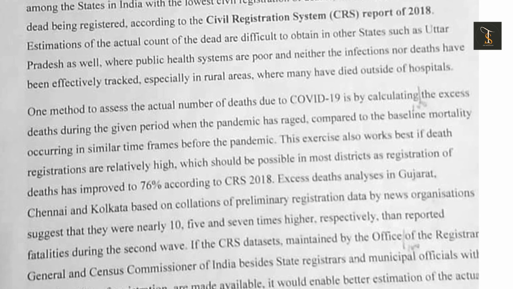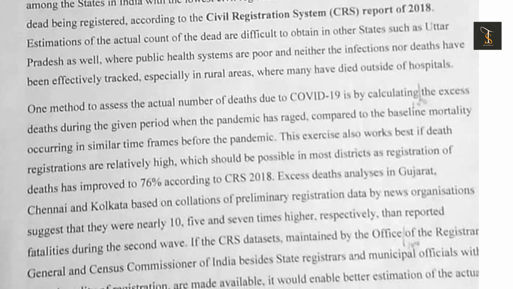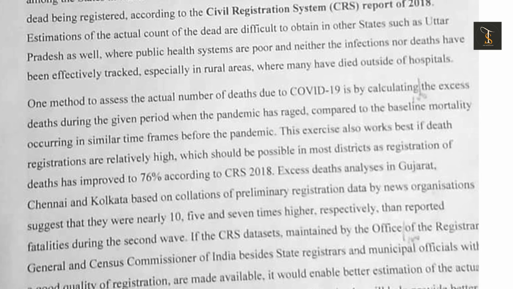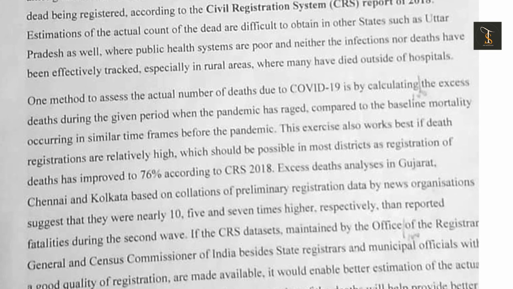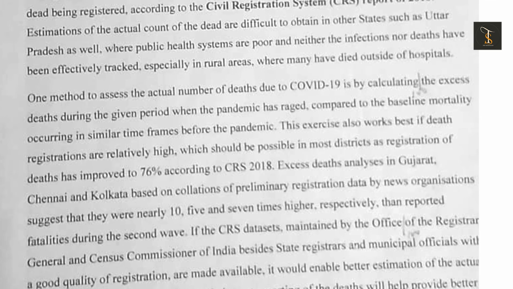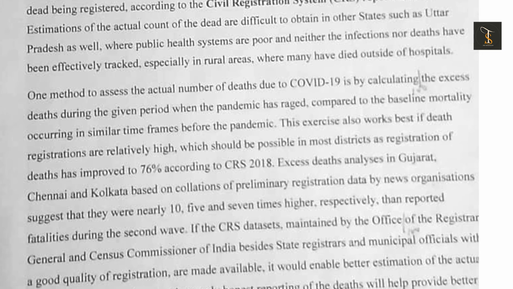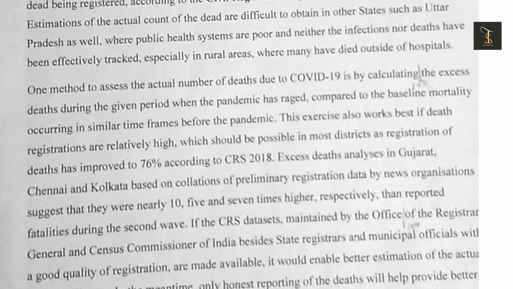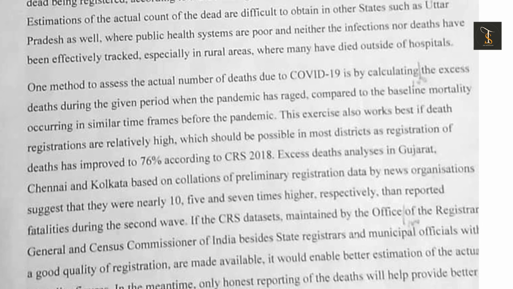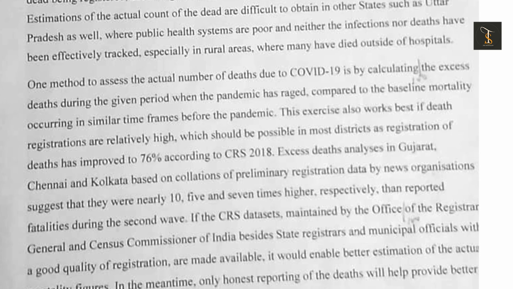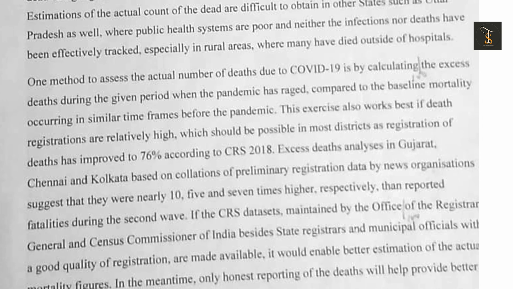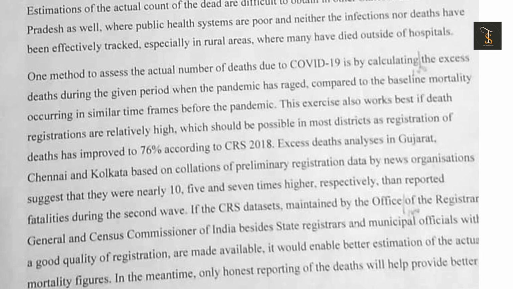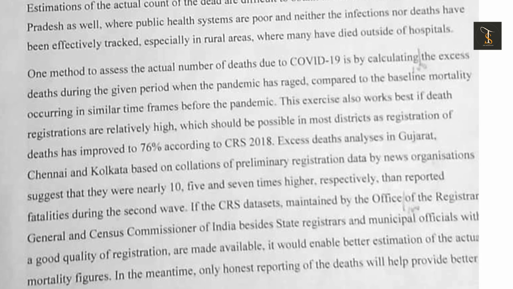registration of deaths has improved to 76% according to CRS's 2018 report. Excess deaths analysis in Gujarat, Chennai, and Kolkata, based on collations of preliminary registration data by news organizations, suggest that they were nearly 10, 5, and 7 times higher, respectively, than reported fatalities during the second wave.